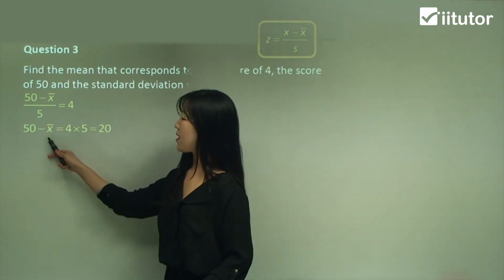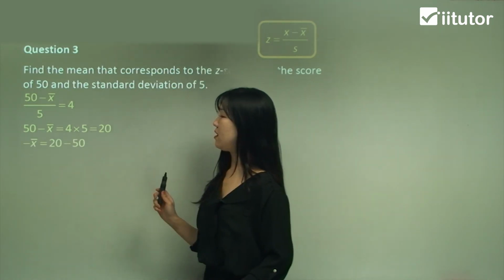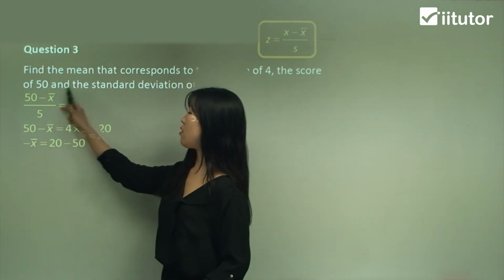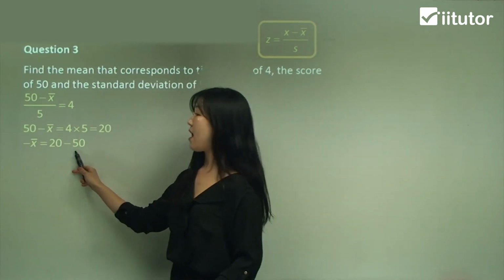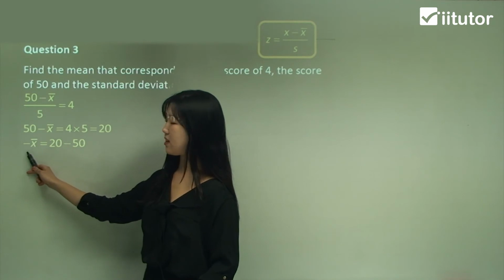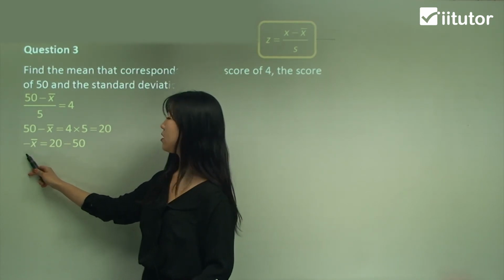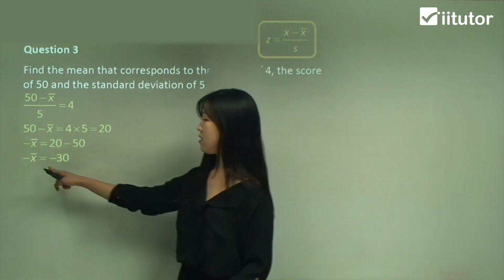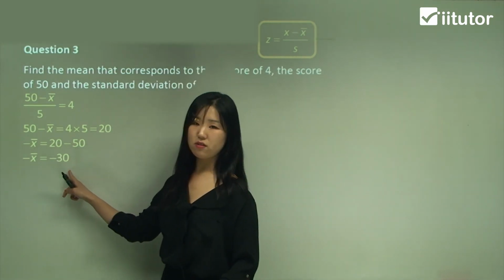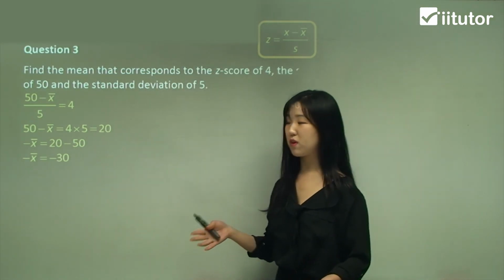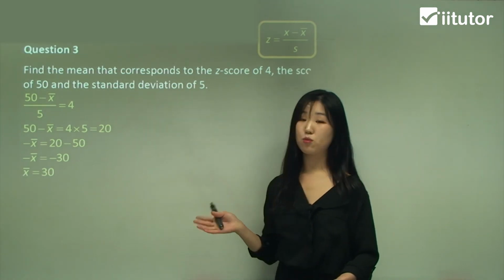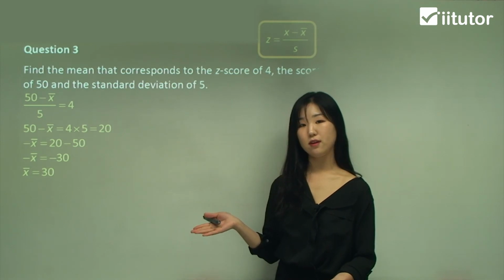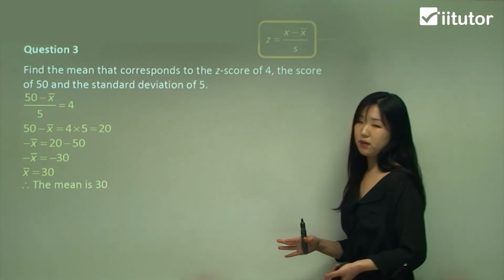So if 50 minus x with the bar on top is 20, we can simply subtract 50, isn't it? So that's positive 50. Move it over to the other side by subtracting, and on the left-hand side we still have negative x with the bar on top left. 20 minus 50 is negative 30, isn't it? So negative x bar equals negative 30. If it's negative on both sides, we can just get rid of the negatives, and x with the bar on top, which is the mean, will be equal to 30. So the mean is simply 30.